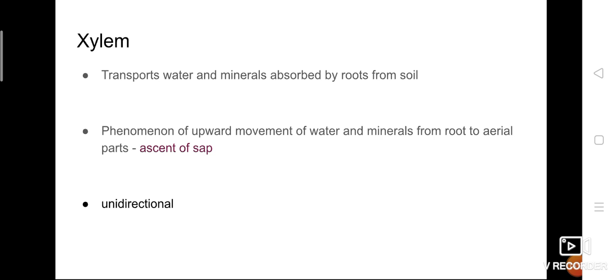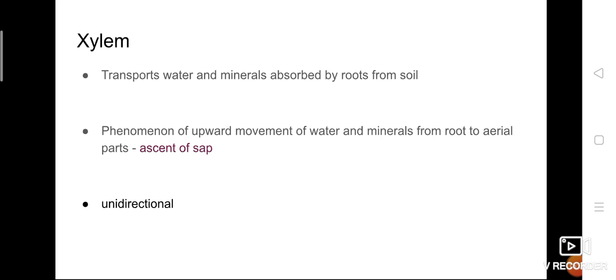Okay, and a very important thing is the phenomenon of upward movement of water and minerals from root to aerial parts, which is called ascent of sap. The ascent of sap is very important because ascent of sap means it's an upward movement. Imagine roots are absorbing water and minerals from the soil, and the roots are present below. If you take a tree, imagine a tree, stem, branches, leaves are present on the top side, and the roots are present under the ground, isn't it?